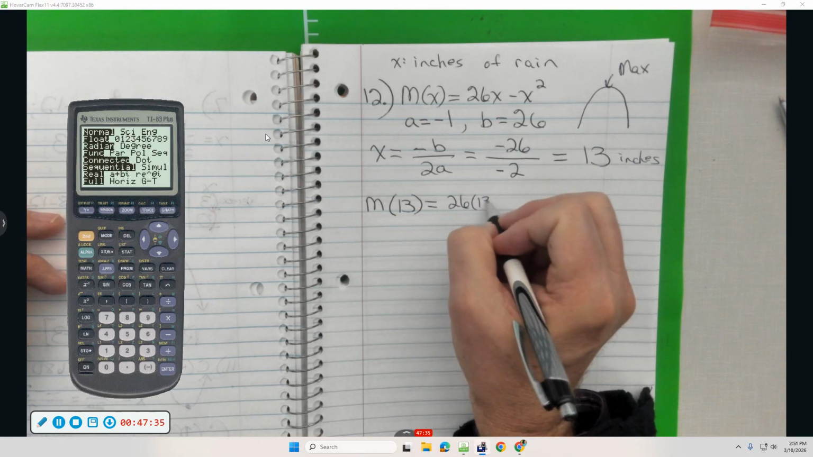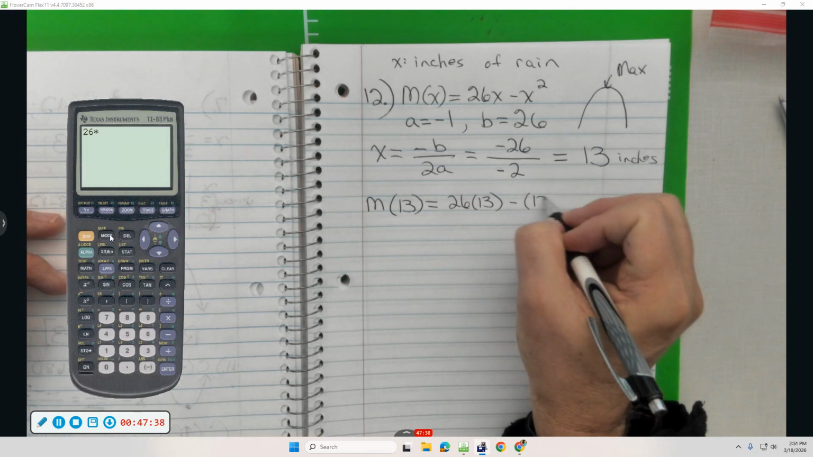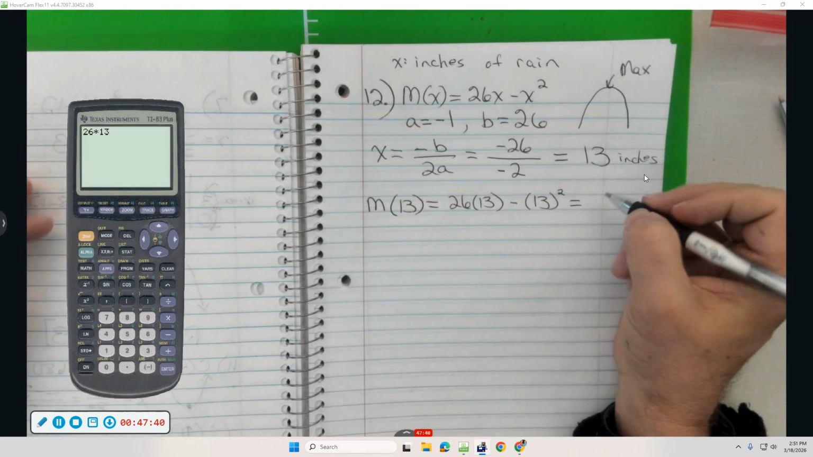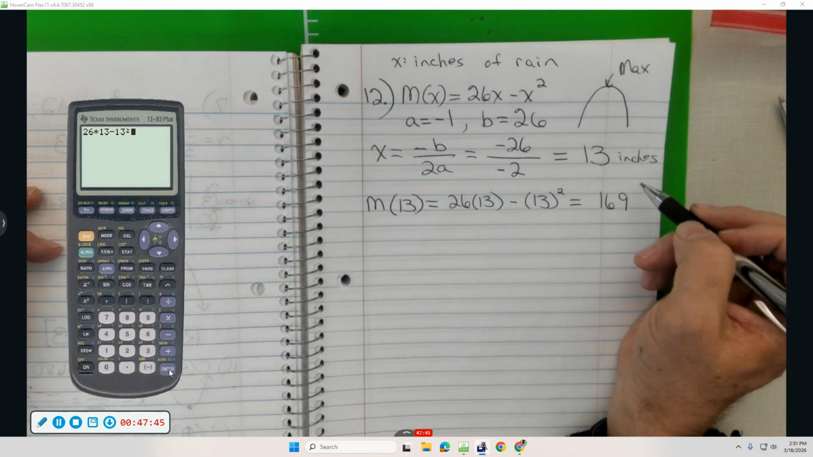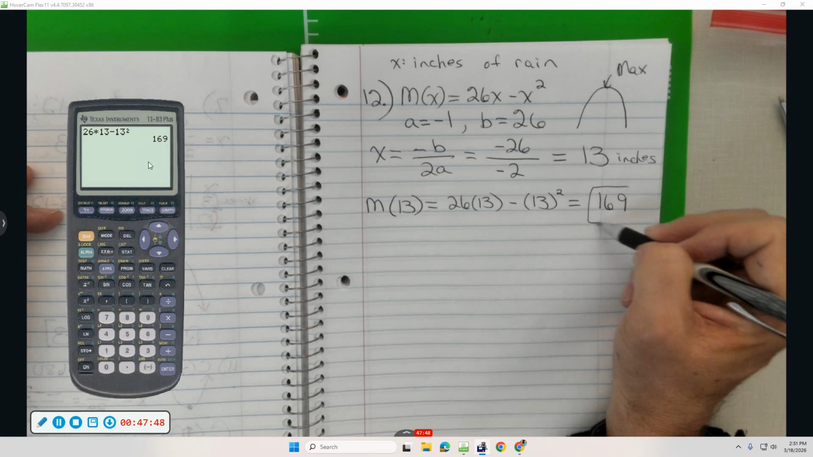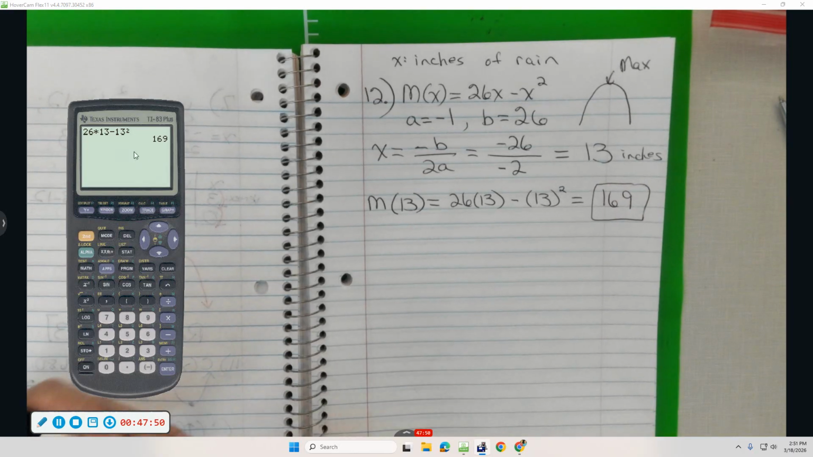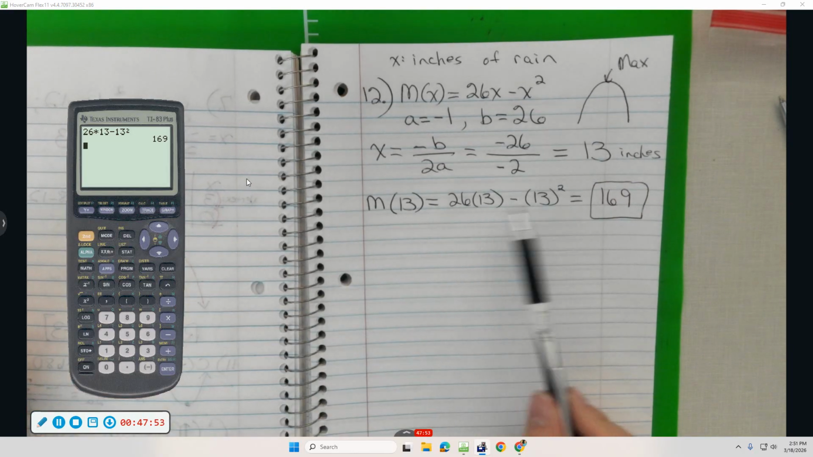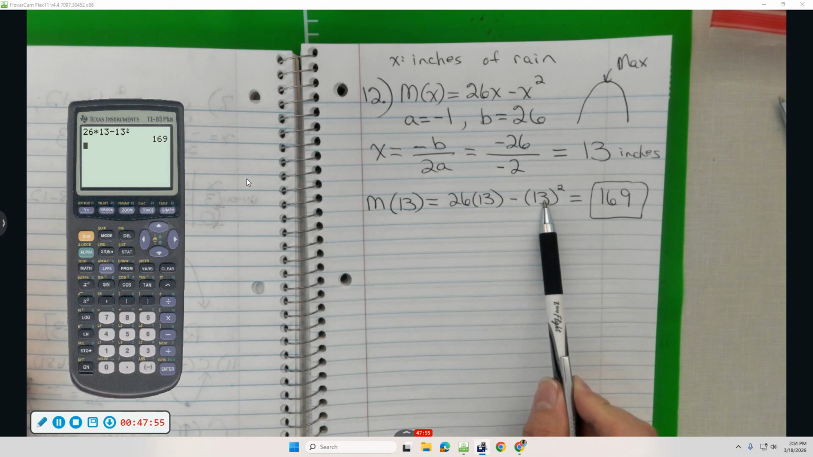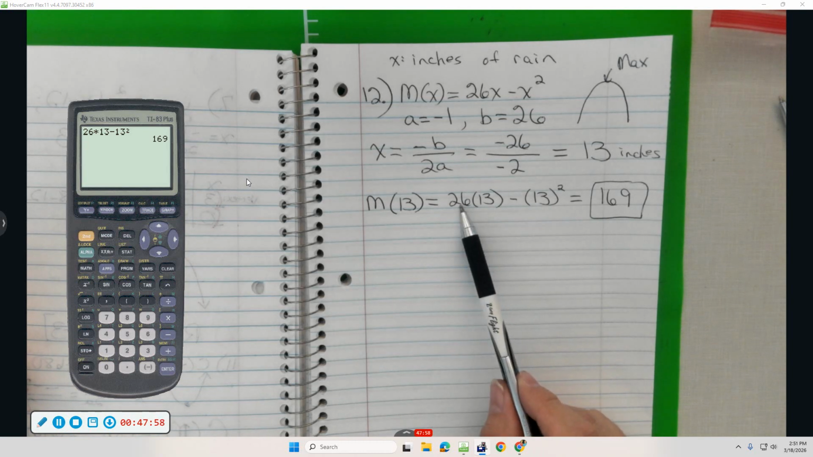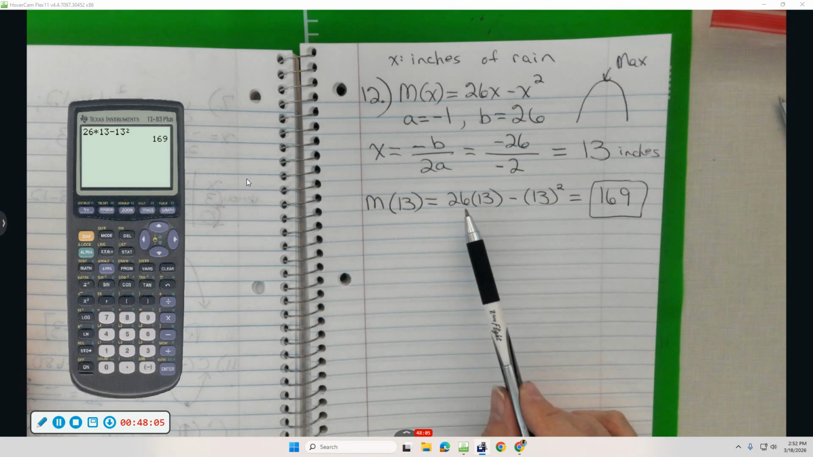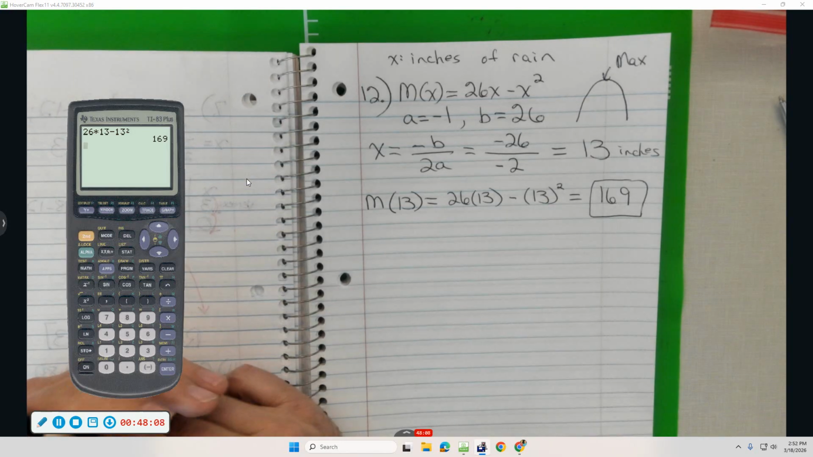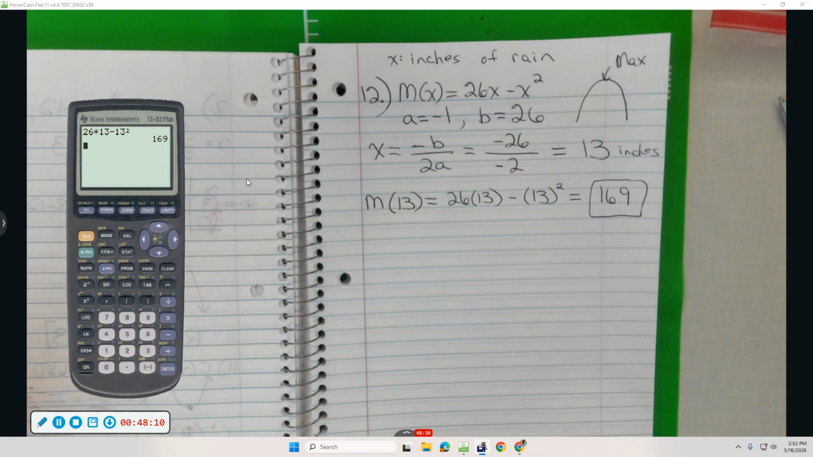26 times 13 minus 13 squared. Is that going to give me 169? I'm getting 169 million mosquitoes. Am I right? Yep. But I did 13 squared is 13 times 13. This 26 is 2 times 13. So I had 13 times 13 remaining. And that's how I got that 169 million mosquitoes. Did you type it in?